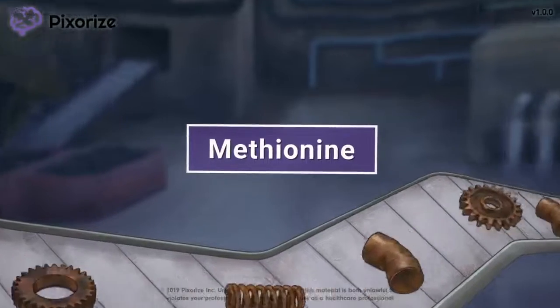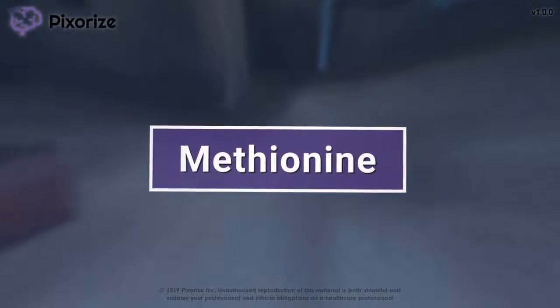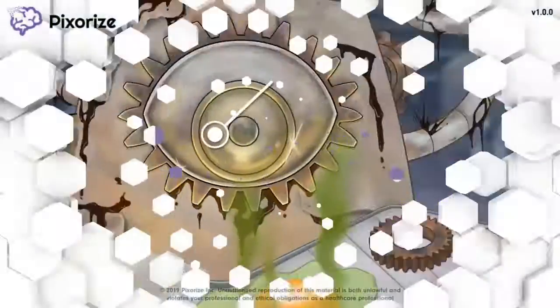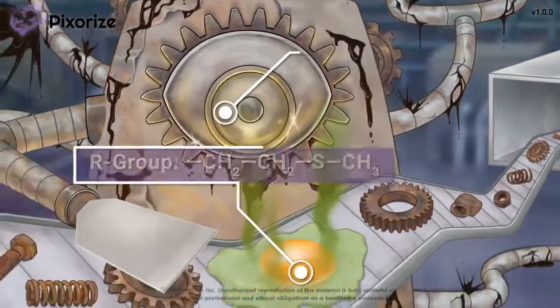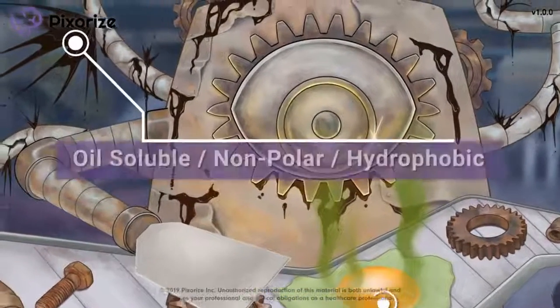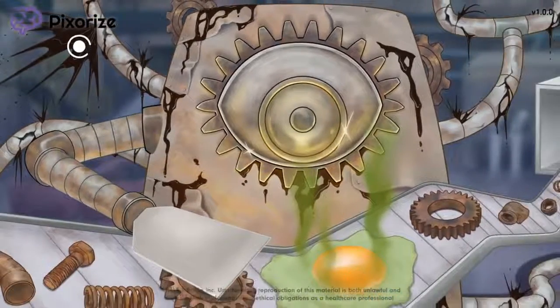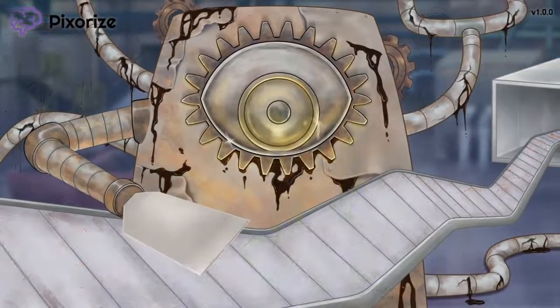Methionine is one of the 20 different amino acids that make up proteins in our body. In this visual mnemonic, we'll give you an easy way to remember the structure and properties of methionine so you'll be ready to crush it on test day.